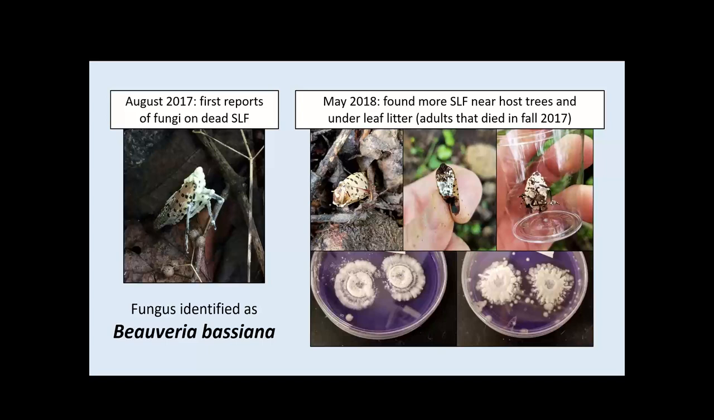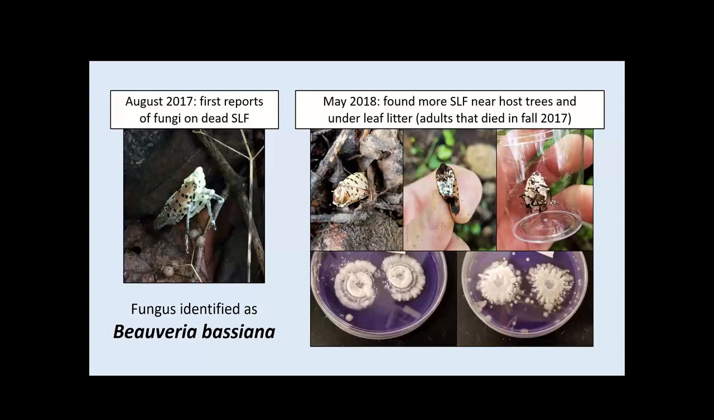We cultured it, identified it as a fungus called Beauveria bassiana. You're going to get sick of me saying that word Beauveria throughout this talk. And then the following spring, May of 2018, Ann and I went down to these field sites in Pennsylvania, dug around the leaf litter, sort of like mushroom hunters, and we're finding more of these dead adults that had also died at the end of 2017. And they had the same white fungus, cultured it again, confirmed this is Beauveria bassiana.